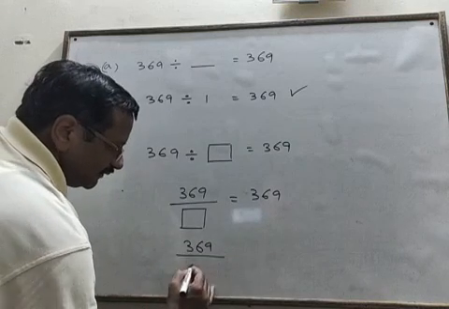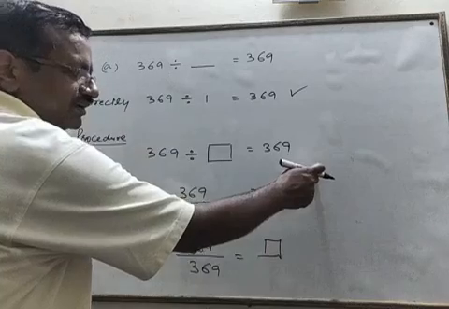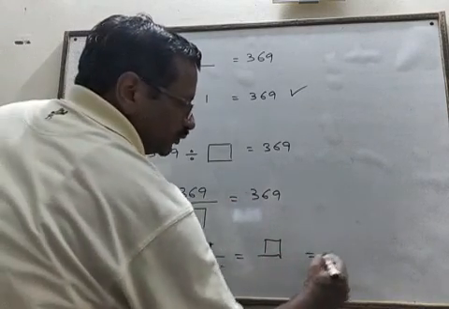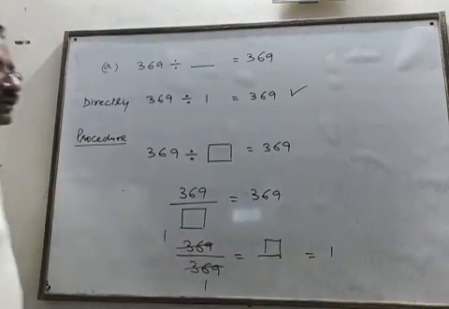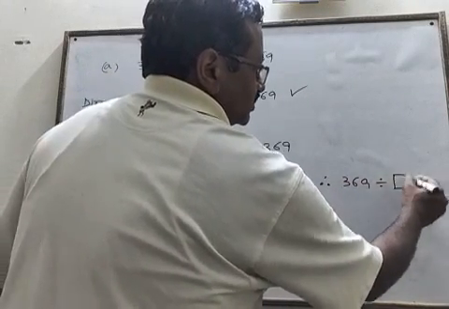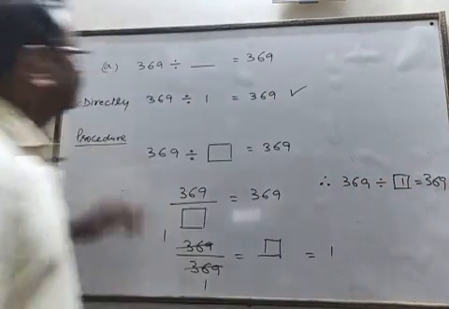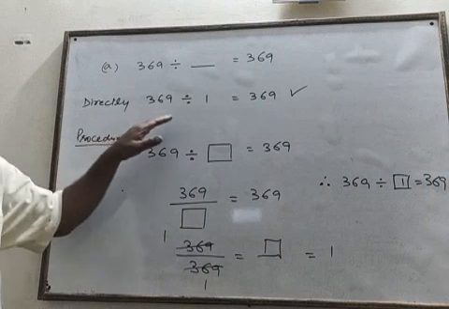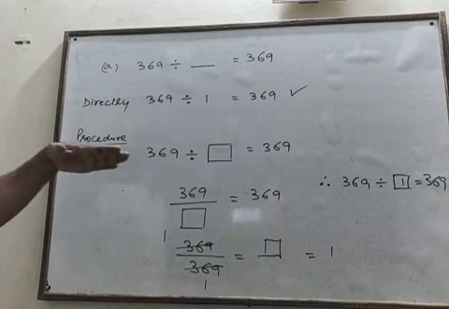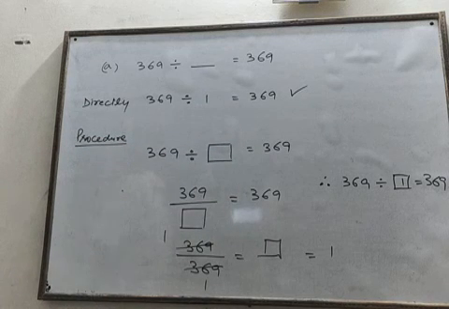369 divided by 369 is equal to box. The box I have taken to that side, 369 to this side, 369 ones are 369, so 1. So the box will be replaced by 1. Therefore 369 divided by box, and in the box we will put 1, 369. So if you know the answer directly, you can put it, that will also be okay. And in case you find some difficulty, you can put a box like this and find out the value of the box.